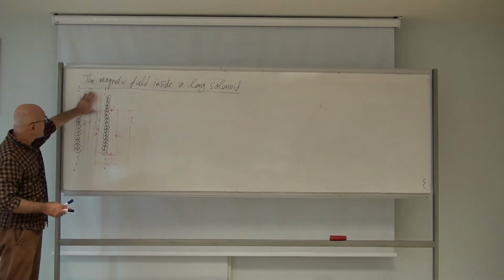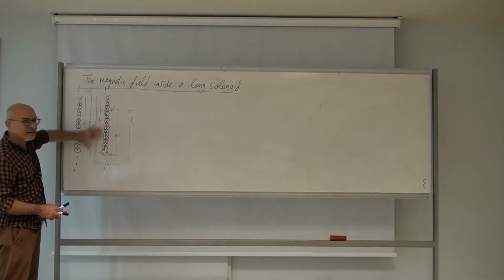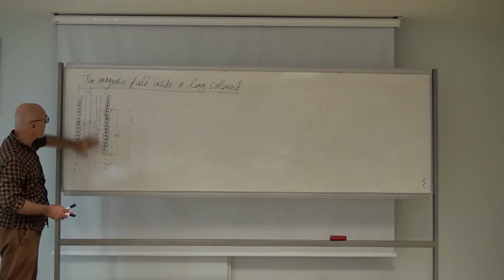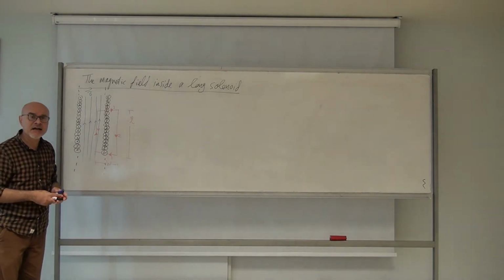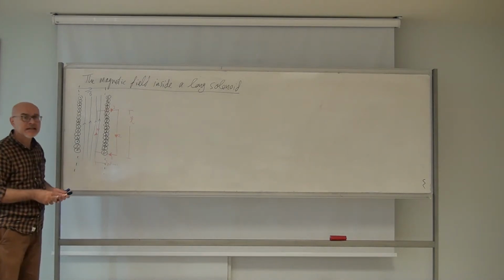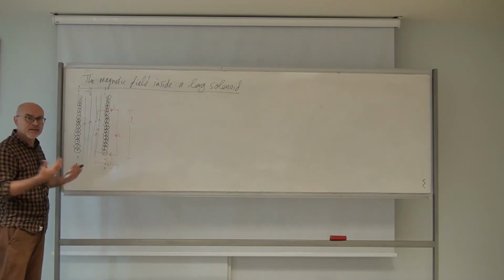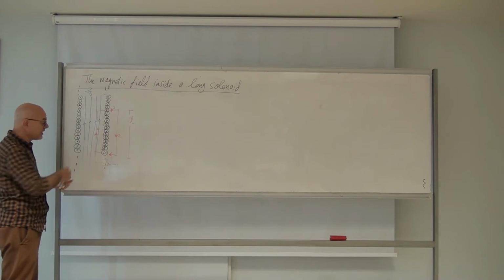Now, the blue lines here show the magnetic field lines inside an ideal solenoid. As you can see, I have drawn them equally spaced and parallel, indicating that the magnetic field is actually uniform. Now, why is the magnetic field uniform? This has nothing to do with Ampere's law. It's just due to the symmetry. How can I see that the magnetic field here is uniform?